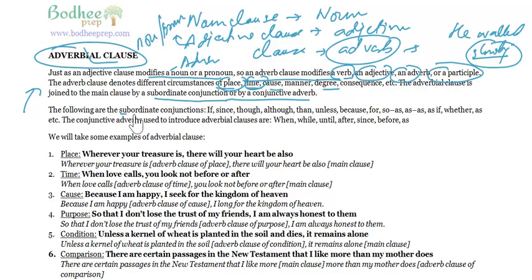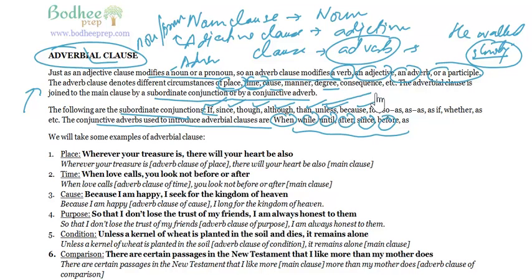And what are those subordinate conjunctions? If, since, though, although, than, unless, because. Most of these subordinate conjunctions basically join an adverbial clause to the main clause, right? We'll take examples later on. The conjunctive adverbs used to introduce adverb clauses are when, while, until, after. These are called conjunctive adverbs, and the others are called subordinate conjunctions, right? And these join the adverb clause to the main clause.